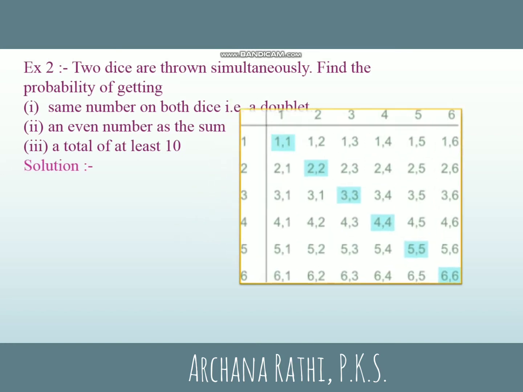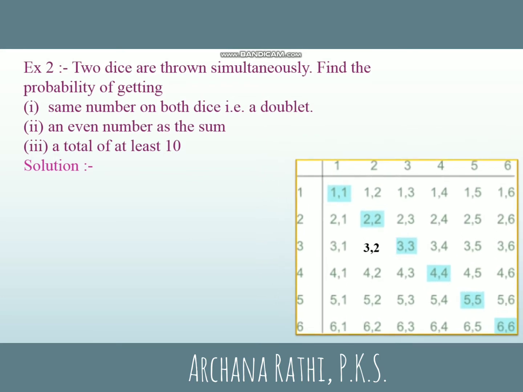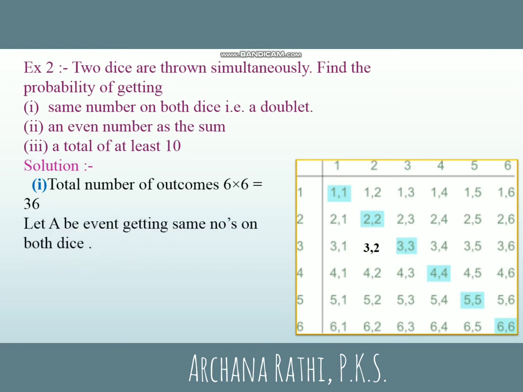Let us draw the sample space. This is the sample space for when the two dice are thrown. This is the complete sample space. Now the same number on both the dice means 1,1; 2,2; 3,3; 4,4; 5,5; 6,6. The total number of outcomes, you know, is 36. Let A be the event of getting the same number on both the dice.